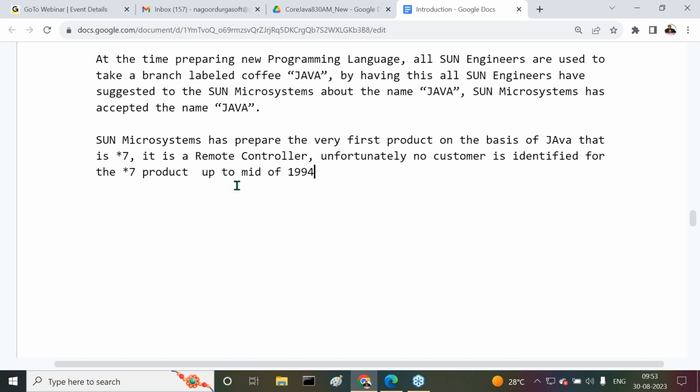Now Sun Microsystems is in disappointment. They put very good efforts into preparing this new programming language, but no customer is identified to take the products on the basis of Java. It's a failure product.